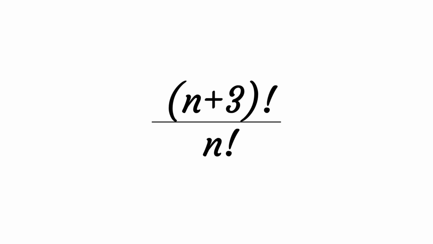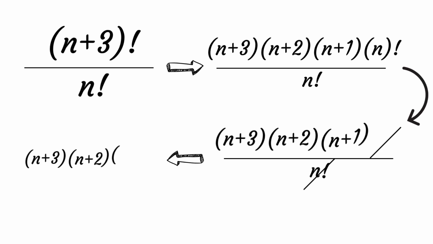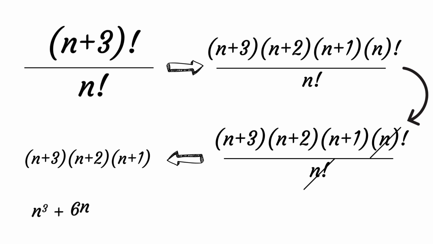Now other operations involving factorials, like n plus 3 factorial over n factorial. This turns into n plus 3, n plus 2, n plus 1, n factorial, all over n factorial. The n factorial reduces to 1, and we're left with n plus 3, n plus 2, n plus 1. We can distribute this to find the answer, which is n cubed plus 6n squared plus 11n plus 6.